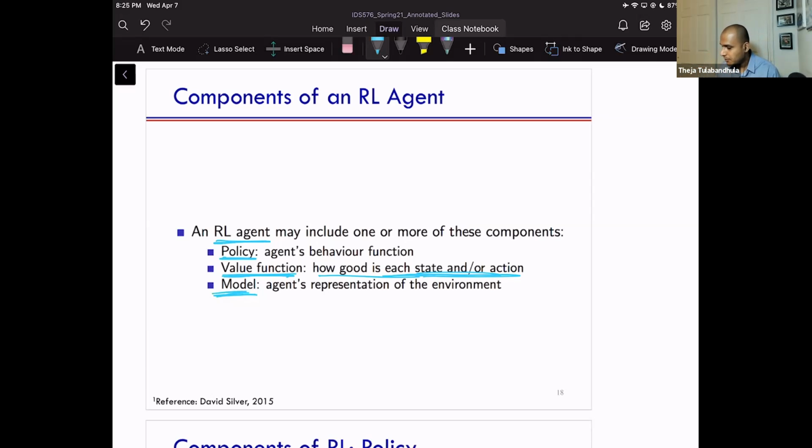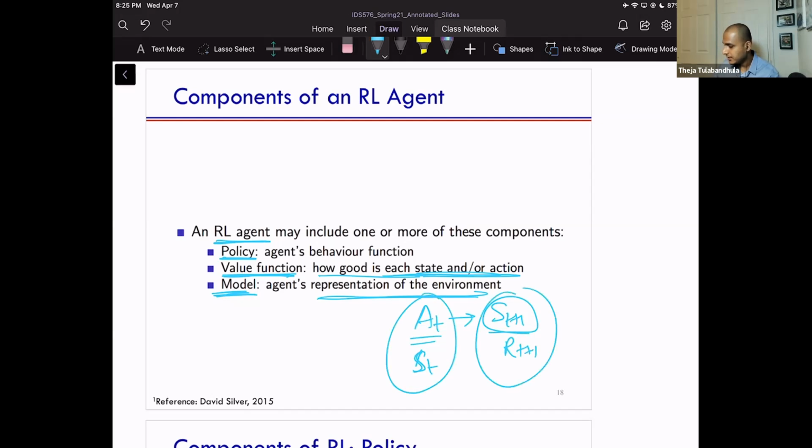And a model is just an agent's representation of what the environment is. Remember, the environment is supposed to give me a next state, st plus 1, if it sees an action at. Given an at, it will say, you took an action at state st, I'll tell you what the next situation is, which is st plus 1, and I'll also give you rt plus 1. So how do we go from this couple of things to these couple of things?